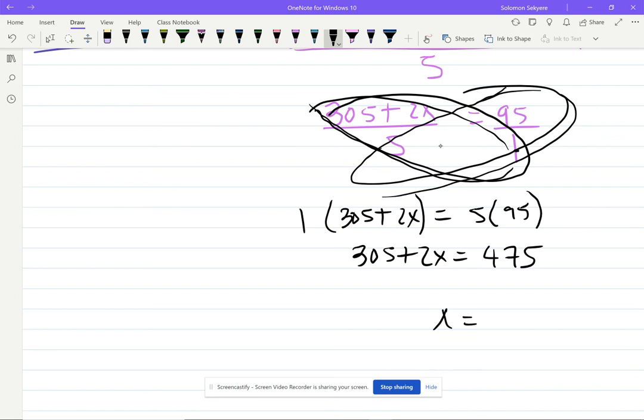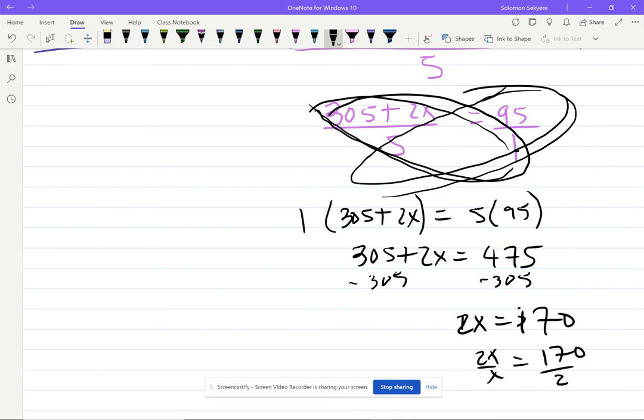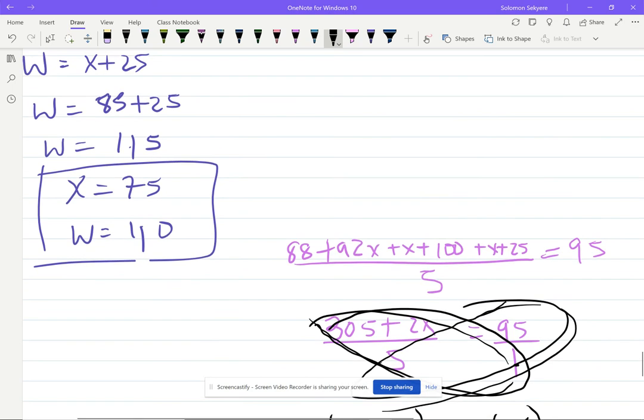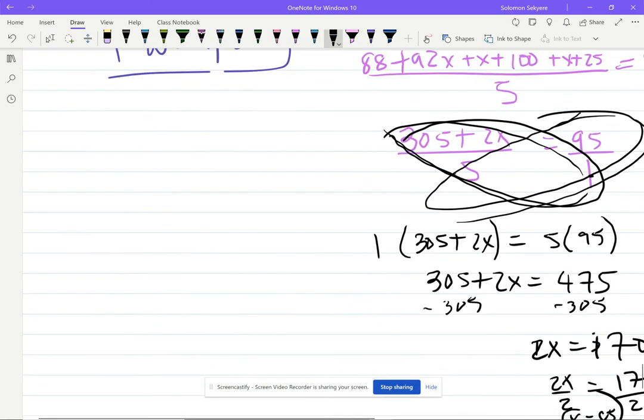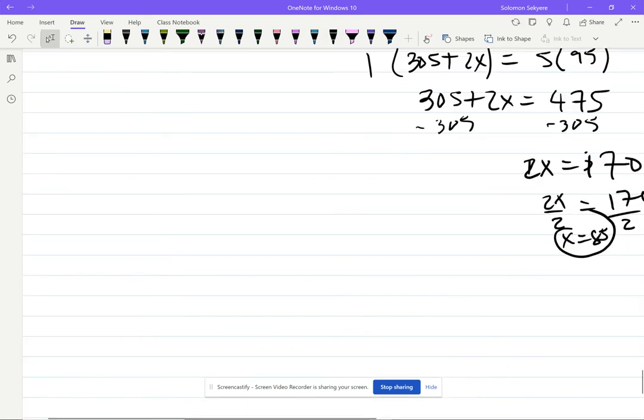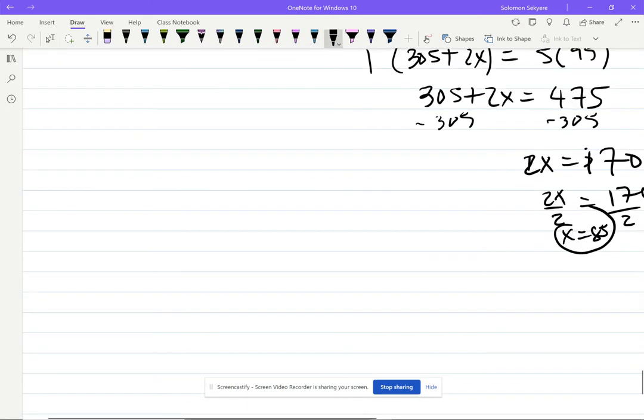And x, we ended up with what? X equals what? 85. All right, subtract 305 from both sides, and you have 2x equals 170. 2x over 2 equals 170 over 2, and x equals 85. And you can use that to find your W, which becomes 115. Okay? All right.